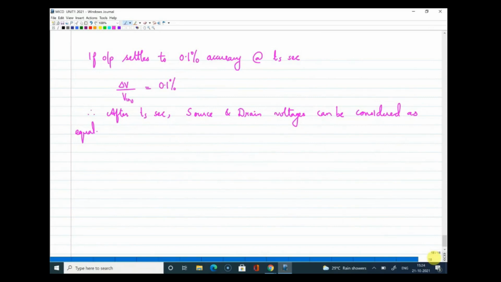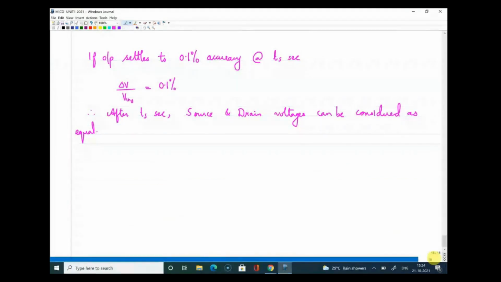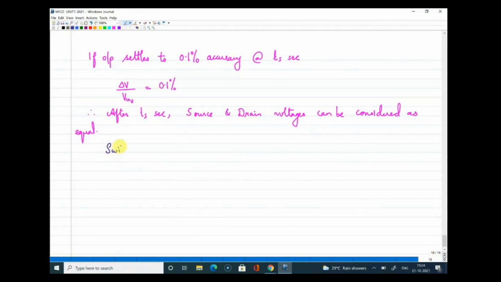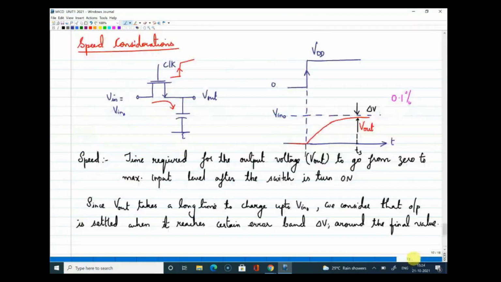Now, let me ask this question. Now we are talking about the speed of the circuit, which we can call the switching speed or the sampling speed. Can you tell me what are the factors on which the switching speed depends? If you look at the circuit, what are the two main factors that decide the switching speed of the circuit? Can I get your response in the chat?